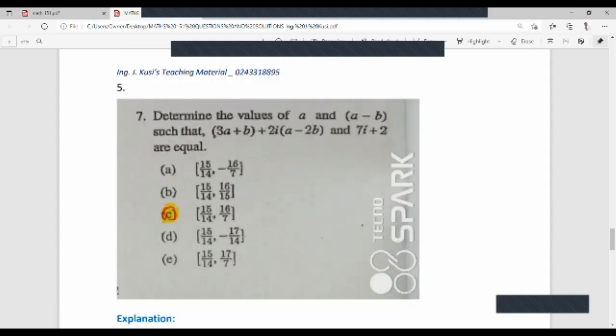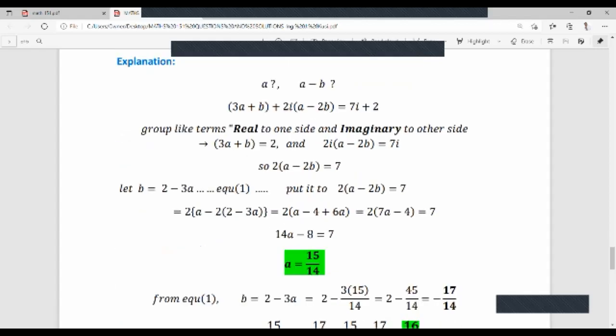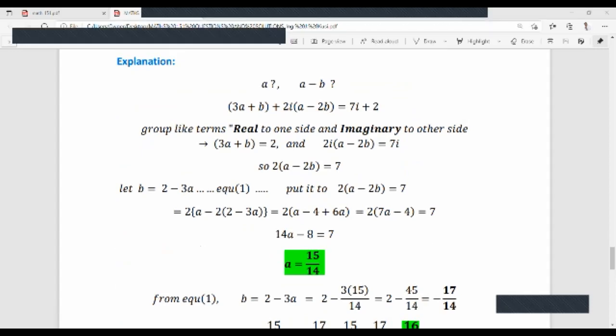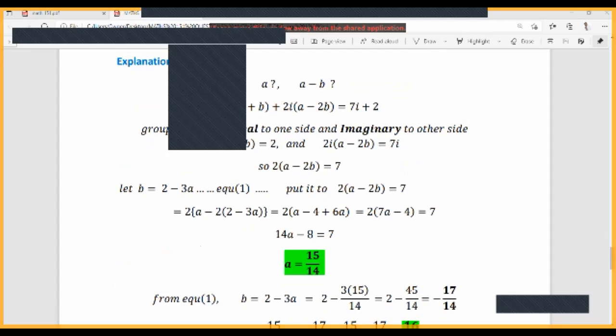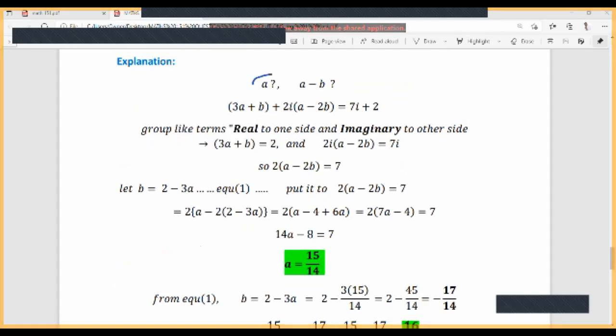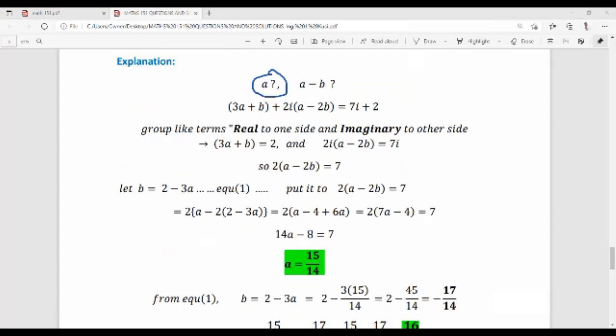Okay, so the explanation. Check. The question says we should look for what? A, and also we should look for A minus what? A minus B. Okay. Very good. So that is what we are going to look for.